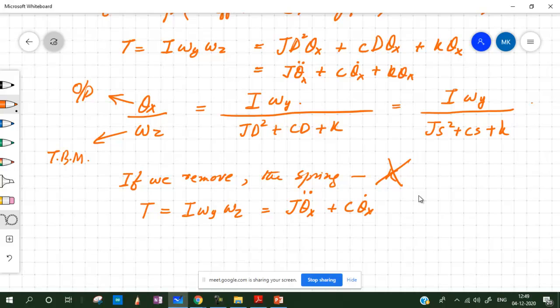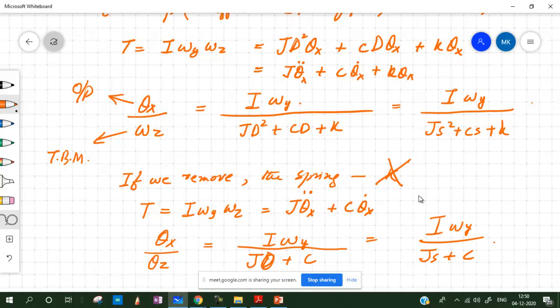So we can write theta x divided by, rather than omega, d theta z by dt. Accordingly we can take this out. So we can have a relation between theta x and theta z, which is I omega y by, taking an operator out, J D plus C. So we have I omega y by J S plus C. Okay, so this is first order, while the earlier one is second order, because of the operator available to us.